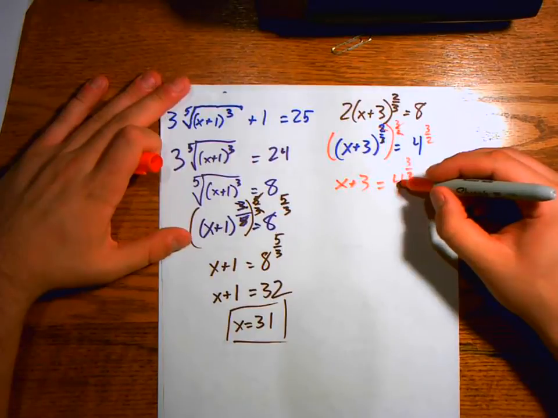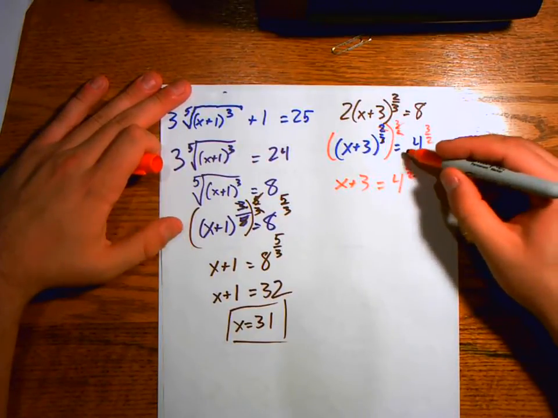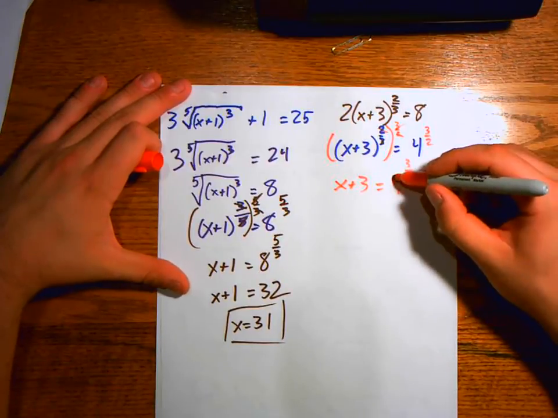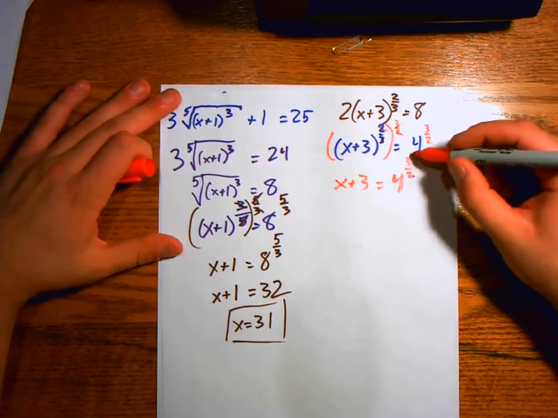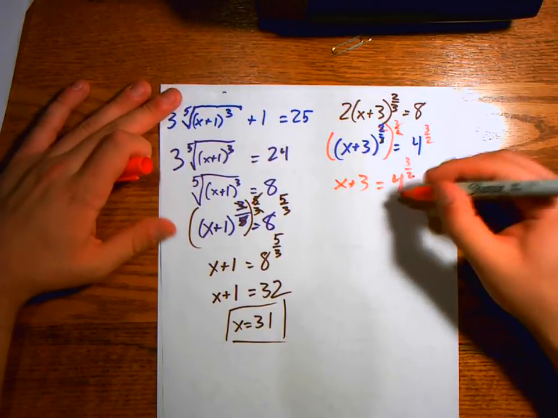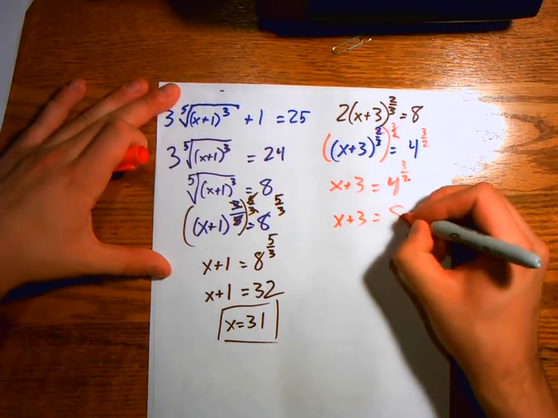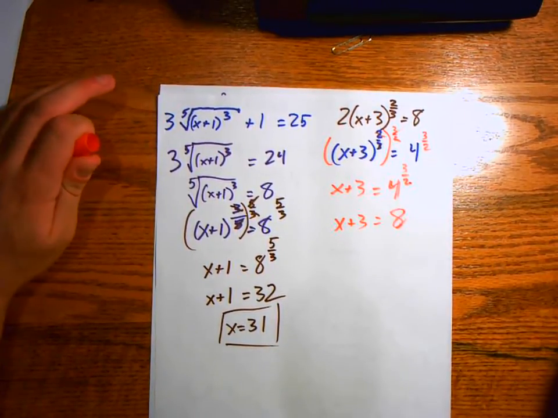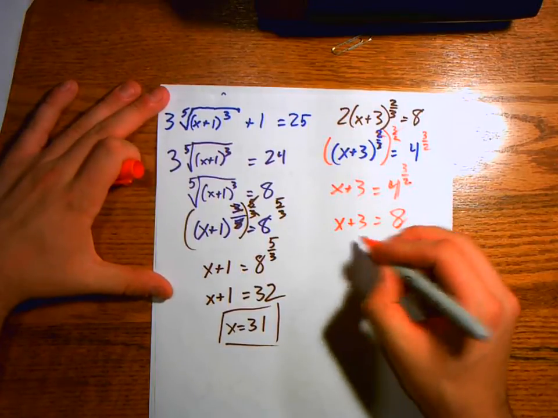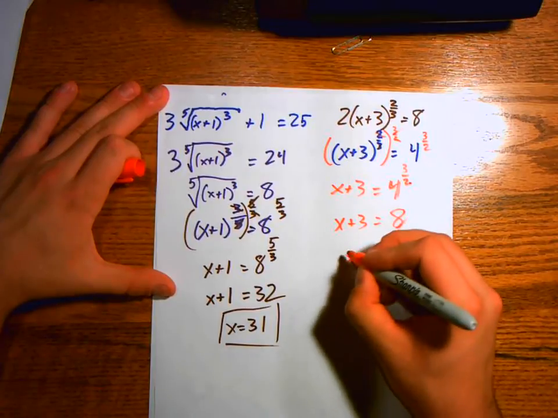Now you can do this without a calculator. You can take the square root of 4, which is 2, then that cubed is equal to 8, or you can do it the other way. 4 times 4 times 4 is 64 for 4 cubed, and the square root of 64 is 8. Either way, you'll still get the same answer, or you can plug it directly into your calculator exactly like this, 4 raised to the 3 over 2, and that will get you 8. Subtract 3 on both sides, and you get x equals 5.